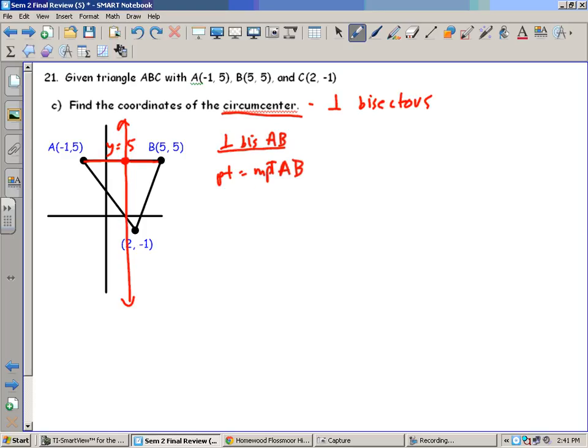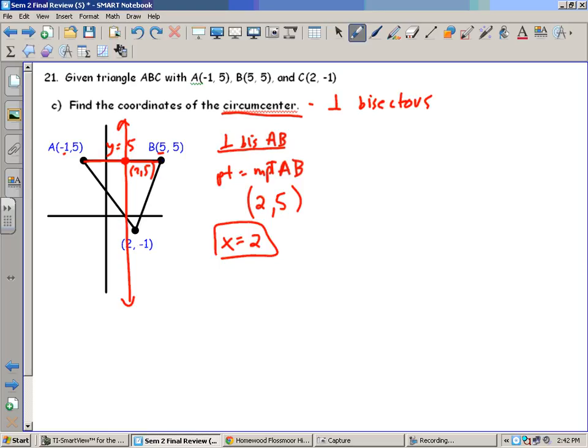So the midpoint of AB is just the average of 5 and -1. So 5 plus -1 is 4 divided by 2 is 2. 5 and 5 is 10 divided by 2 is 5. So basically what I have is a vertical line through this point, 2, 5. Well, that's going to have an equation like we just saw in the last one of x equals 2. So I already got one of my two perpendicular bisectors.